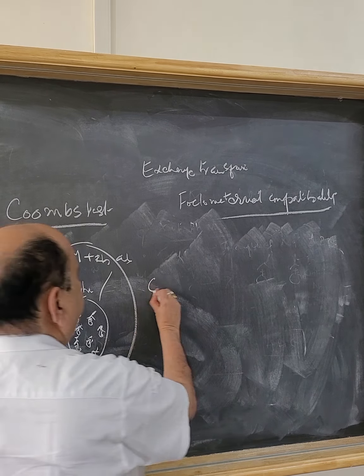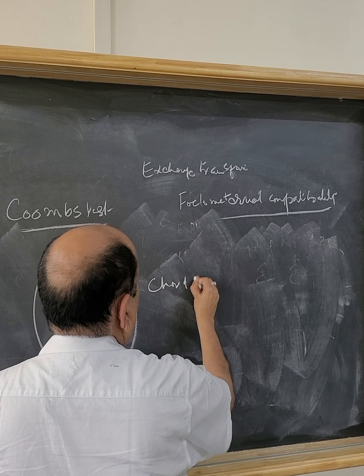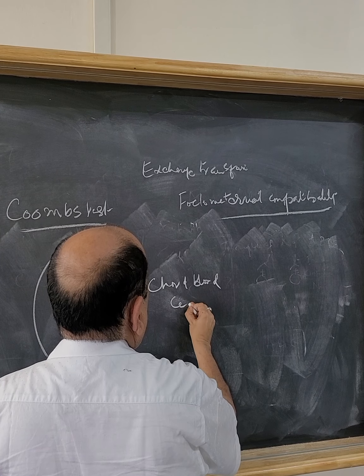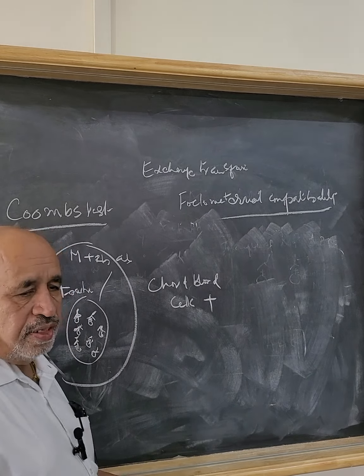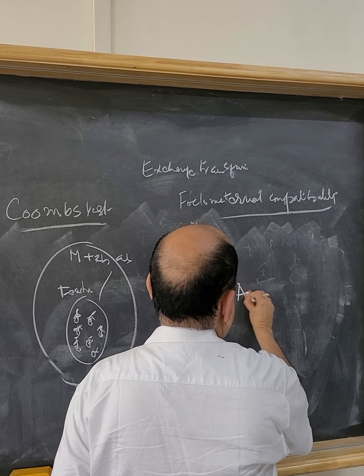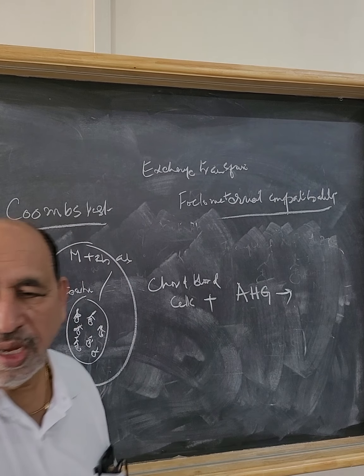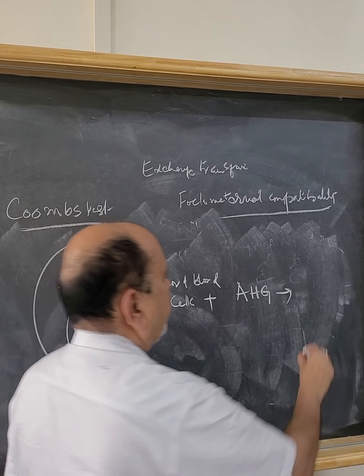So you take cord blood cells. What is that? Fetal cord blood cells, from the umbilical cord. Okay. Add anti-human gamma globulin. There will be agglutination.